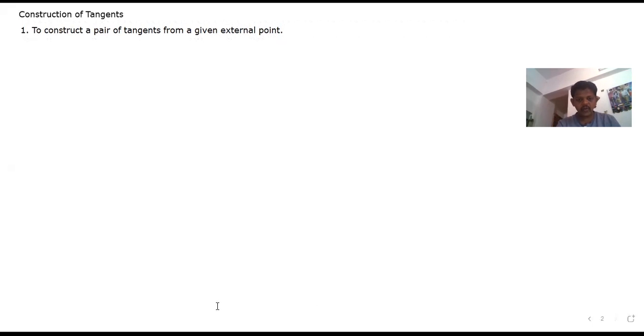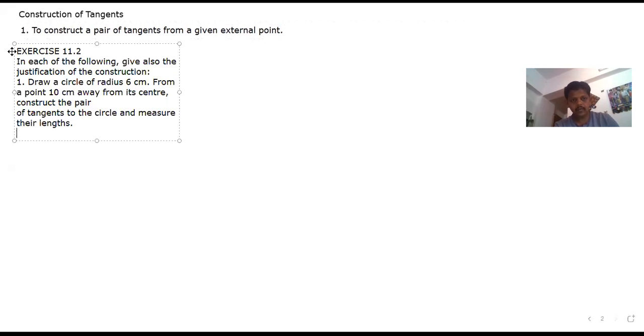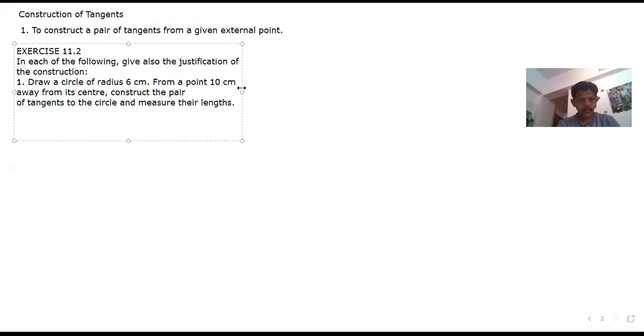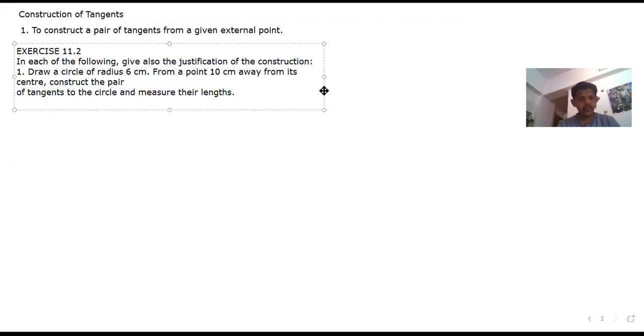Let me take a question from our solved examples itself. Have they given us an example? Okay, directly exercise 11.2 we can take. Write down the question if you want. Write it down only, the question, all of you. Also give the justification.